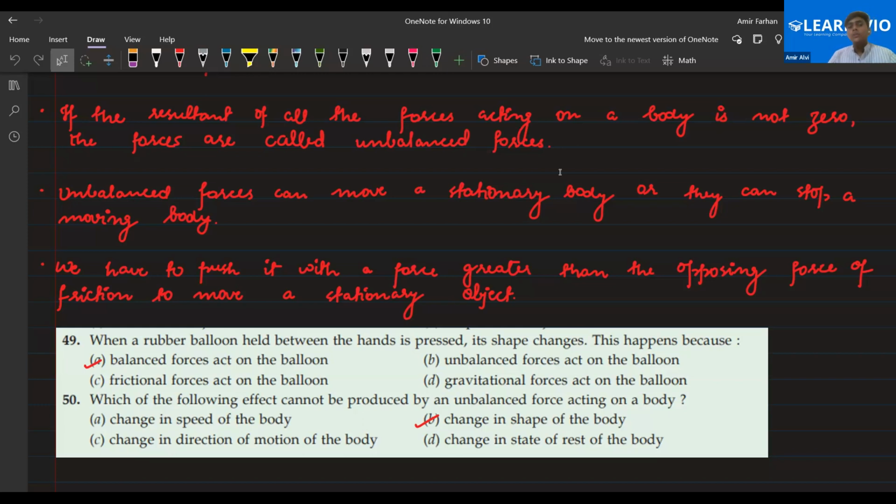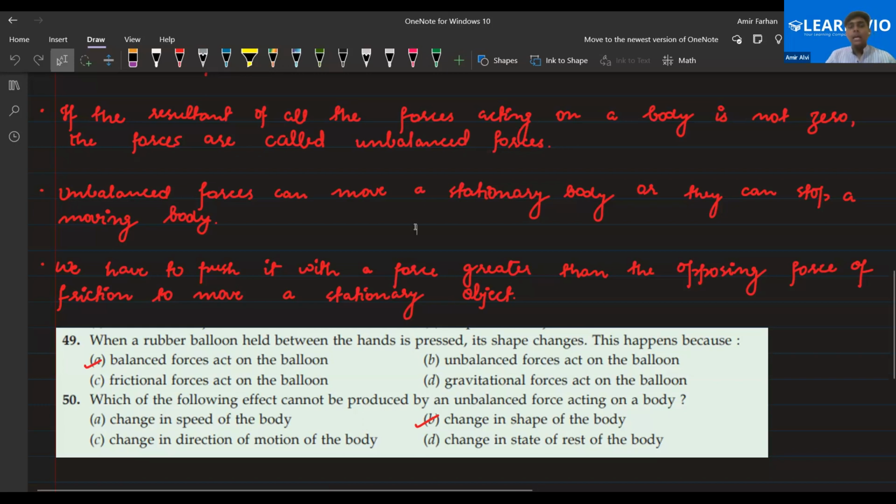So if the resultant of all the forces acting on a body is not zero, the forces are called unbalanced forces. Clear? So the resultant is not zero. That's why there would be some net force acting on the body that will produce motion in a body, or that will stop the moving body. Right, everyone? Yes, sir.